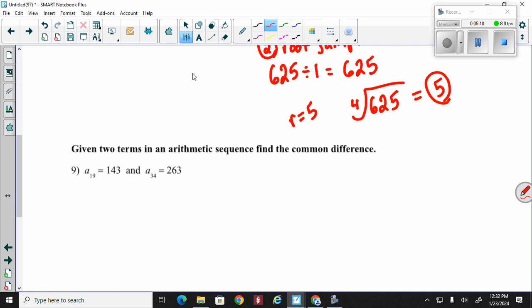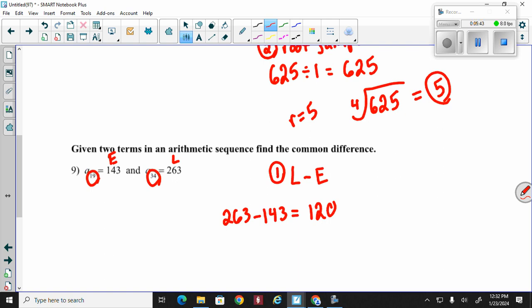All right, given two terms of an arithmetic sequence, find the common difference. Now, we've done this a lot, so remember step one is to take the later term and subtract the earlier term. Now, this is the 34th term, so this will be the later term because the other one is 19. That comes earlier. So 263 minus 143, I get 120. And now I'm going to divide by the number of jumps.